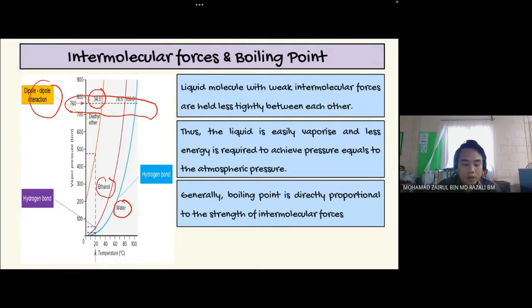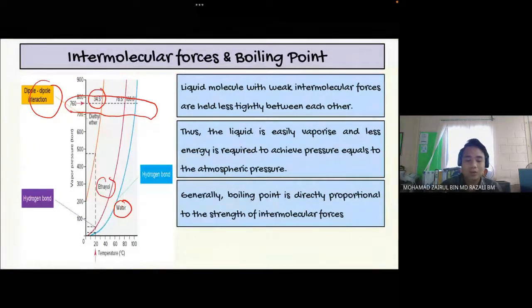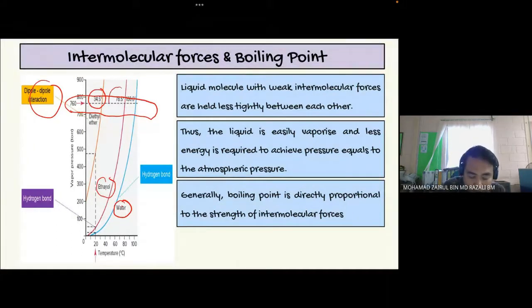Ethanol and water, as I said earlier, ethanol can only form 2 hydrogen bonds per molecule compared to water. So it means the strength of hydrogen bonding in ethanol is less than in water. That is why ethanol boils at a lower temperature compared to water. So generally boiling point is directly proportional to the strength of intermolecular forces.